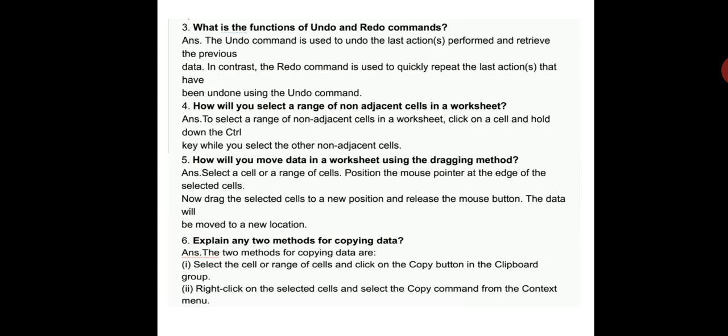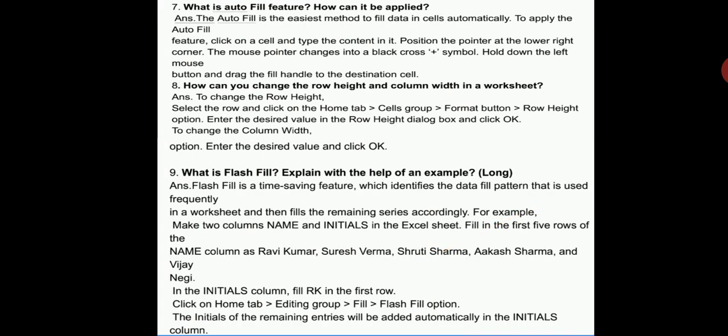Sixth question is, explain any two methods for copying the data. The answer for the same is, the two methods for copying the data are: first is, select the cells or range of cells and click on the Copy button in the Clipboard group. And the second is, right click on the selected cells and select the Copy command from the context menu. Seventh question is, what is the autofill feature? How can it be applied?